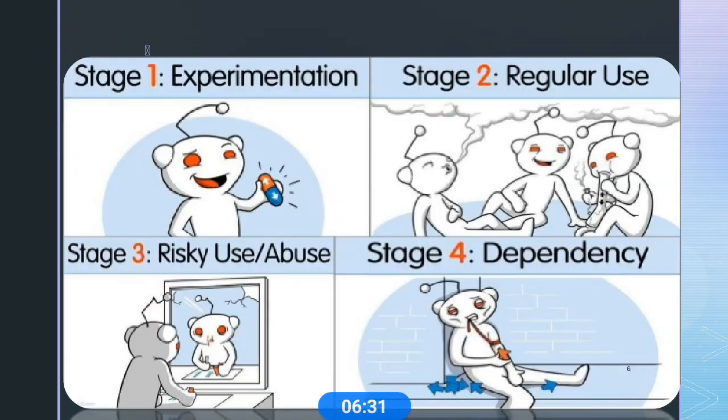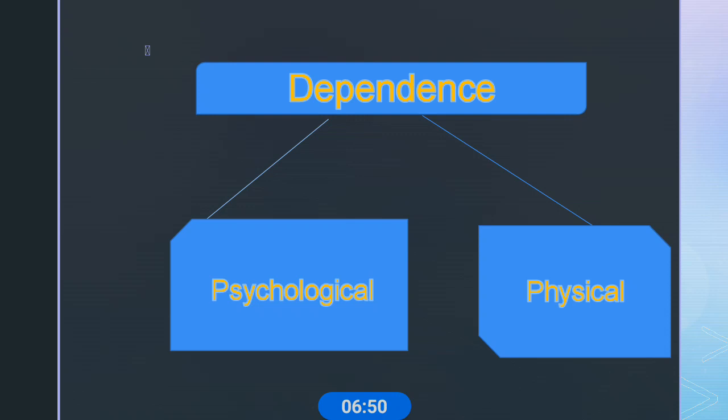Usually, drugs or alcohol are used in the first stage for experimentation. Then we reach the second stage, which is regular use. Then it's the risky stage. Then it reaches the dependency stage. This dependency we can categorize as psychological and physical dependence.